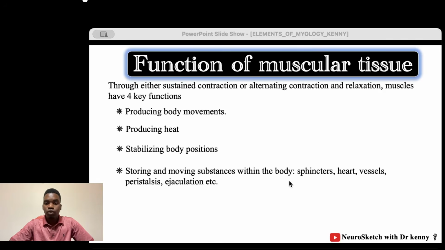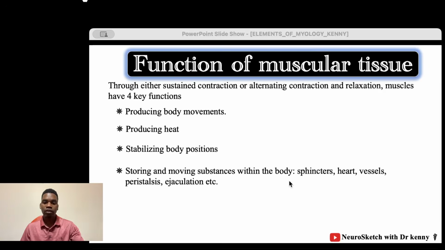But we have vessels. The vessels will also contract and relax to propel the blood from point to point. But peristalsis, for example in the gastrointestinal tract, in the esophagus, the muscles of the esophagus will contract and relax, alternating contraction and relaxation, to result in movement of food from point to point.